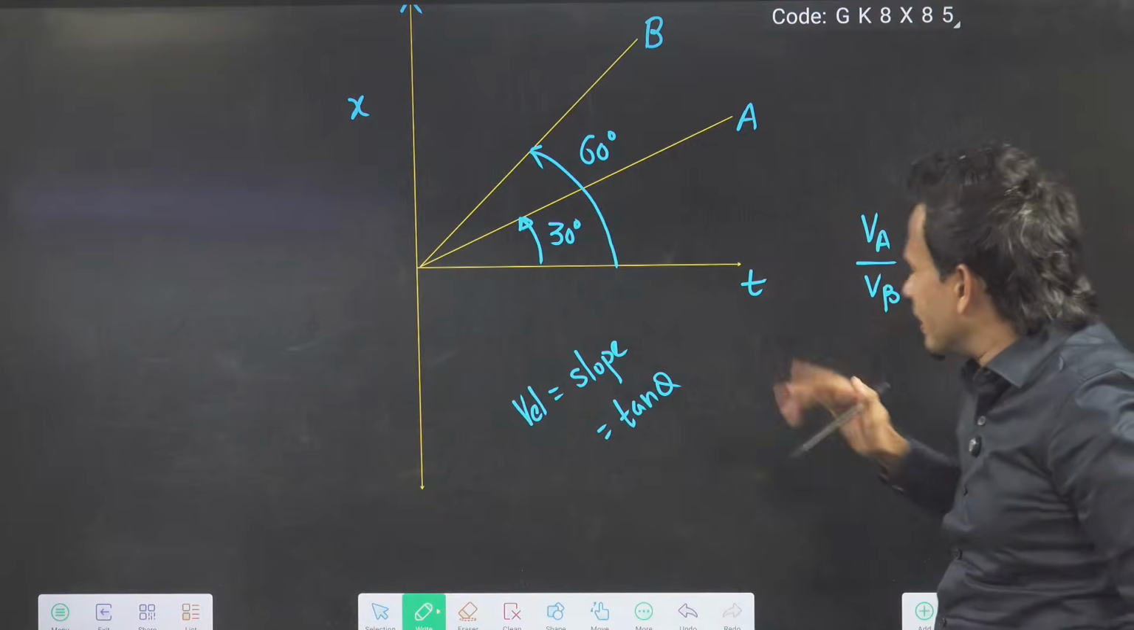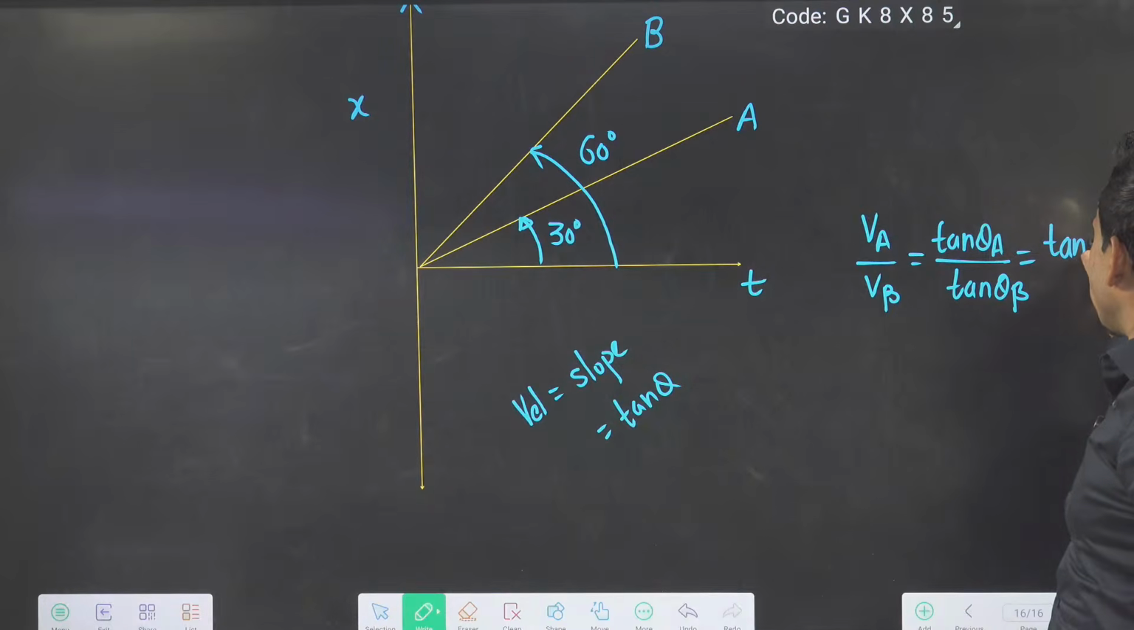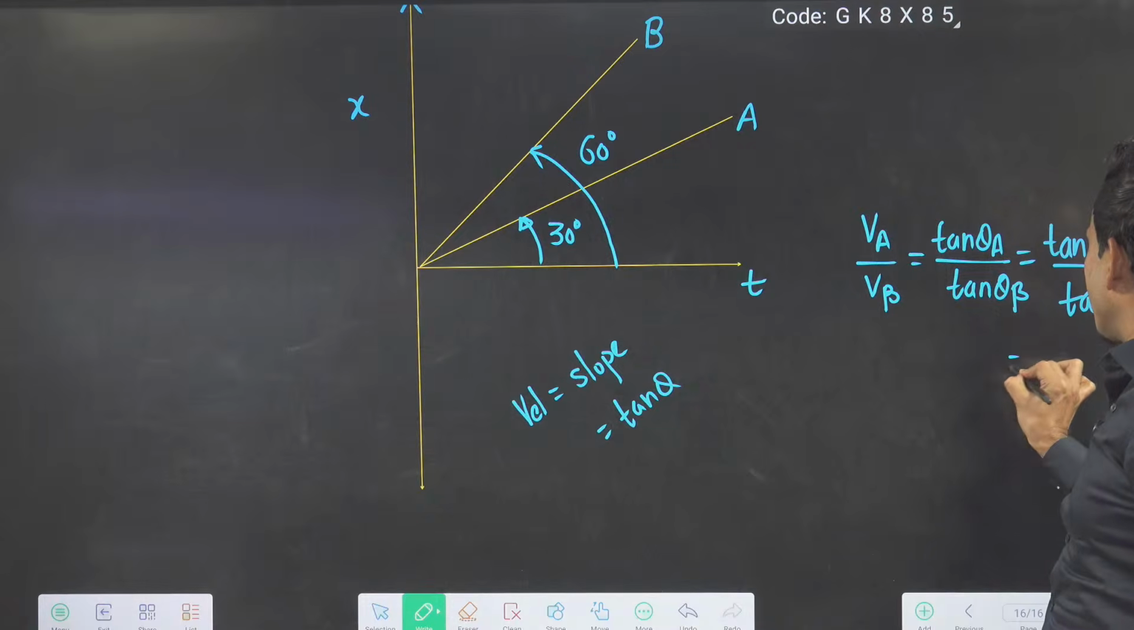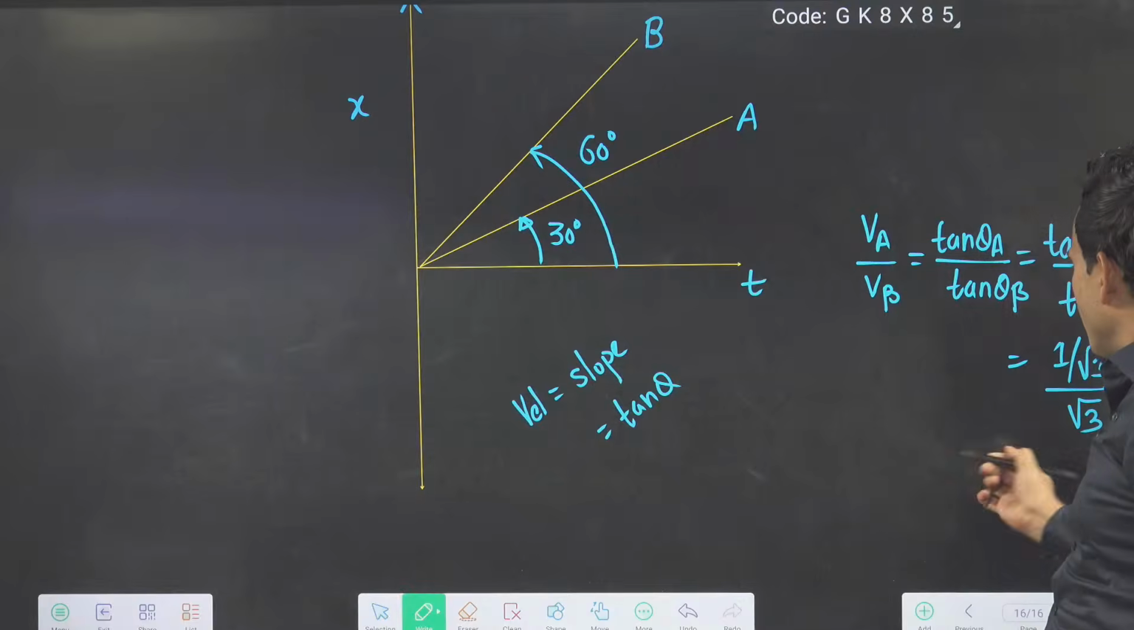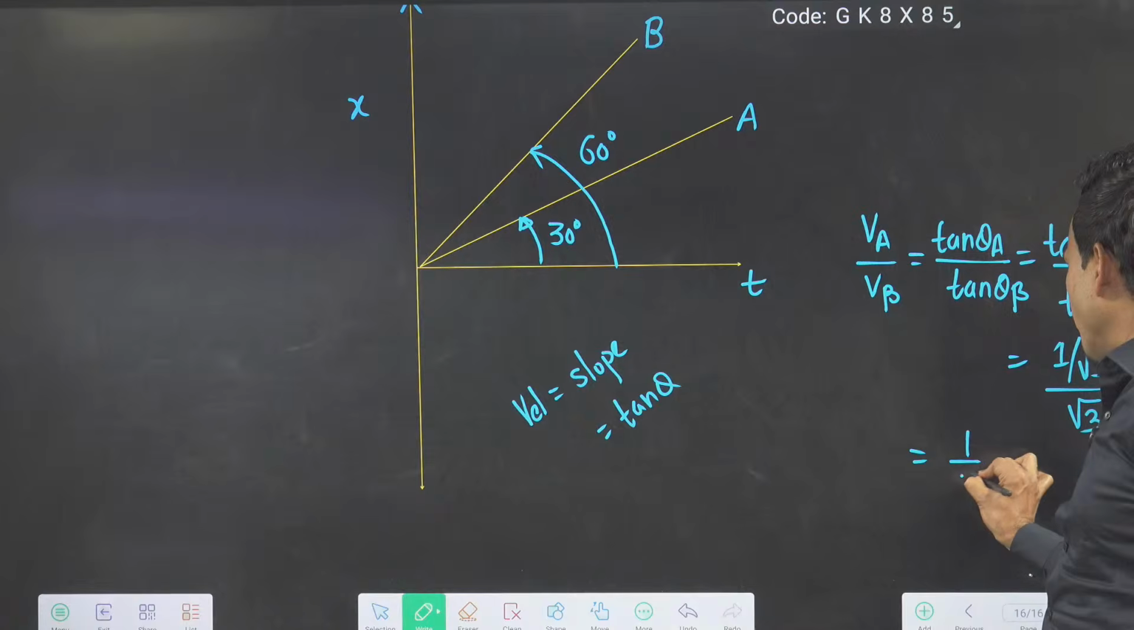The angle for A is 30 degrees, so this will be tan 30. The angle for B is 60 degrees, so tan 60. Now tan 30 you already know is 1 by root 3, and tan 60 is root 3. So VA by VB will come 1 by 3.